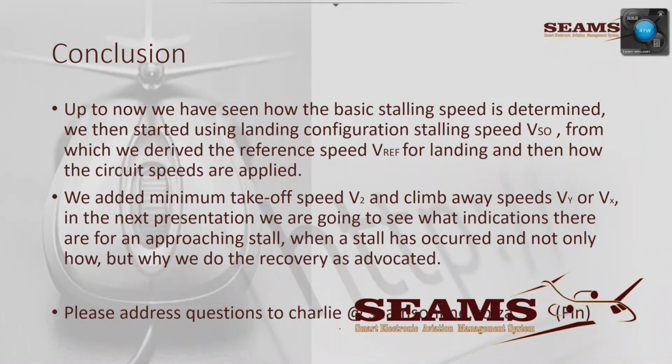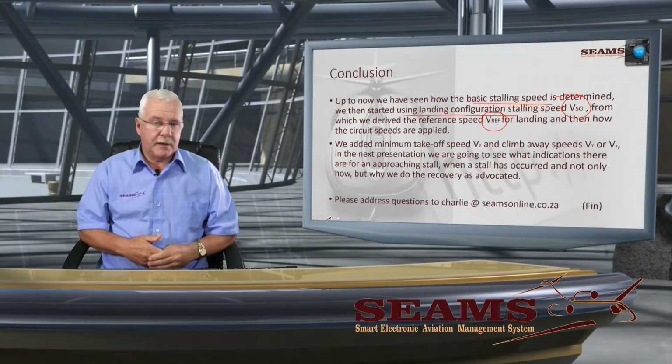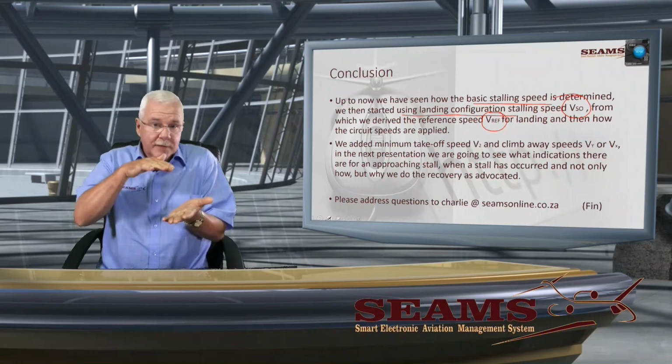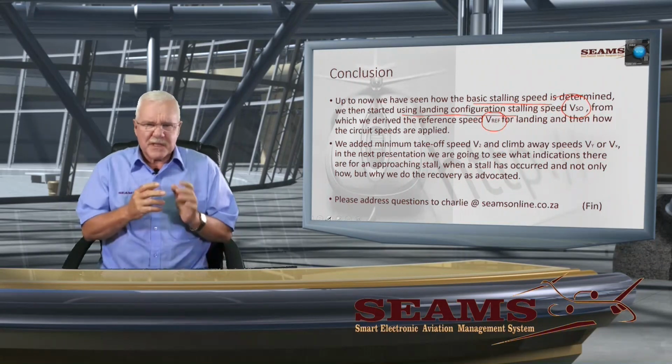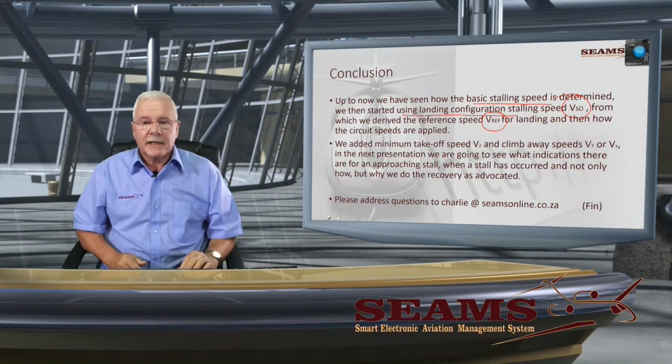So it's been a short one, this one. Conclusion. Up to now, we've seen the basic stalling speed. We started using the landing configuration, in other words, we've got VSO. From that, we multiplied it by 1.3 and rounded it up to the best figure we can use, and that became our V reference. We then took the V reference and simply added 15, and that was the downwind speed. Base leg is 10 knots less, final is VREF plus 5, and VREF is when you go over the threshold. That's the speed that you want there.